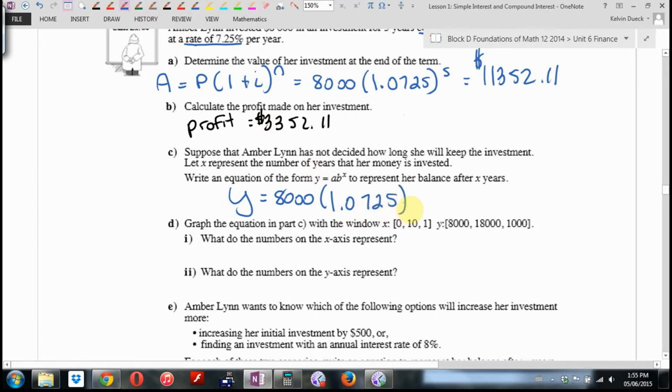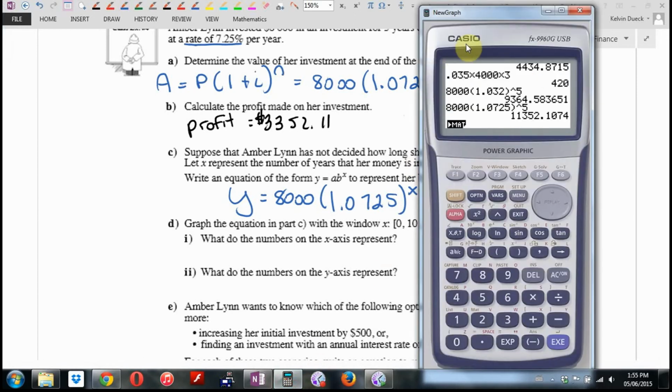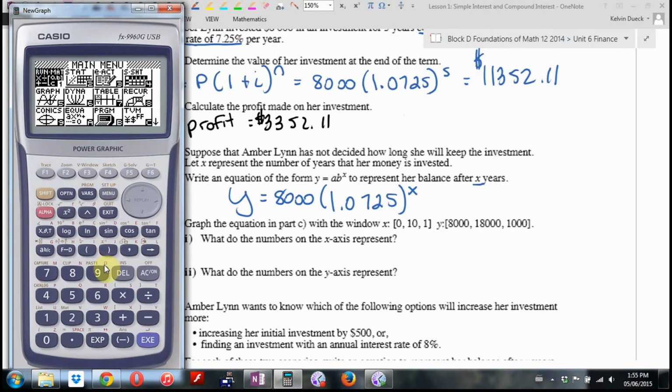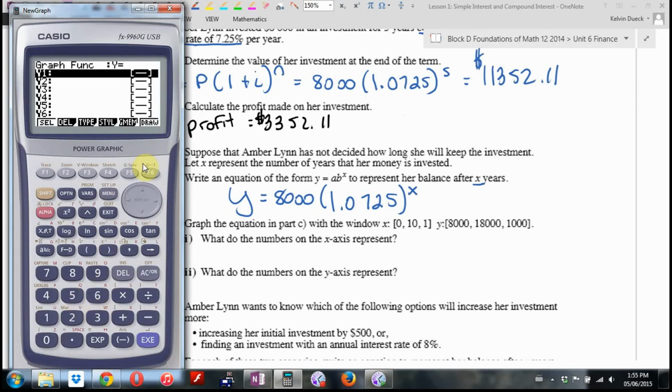1.0725. Now, instead of putting this to the fifth power, to the sixth power, it wants us to just generalize, so that's where I'll put my x. This is what we're going to type into our graphing calculators. So get your graphing calculators out if you haven't already. Go into your graph menu, delete any graphs that are there. And now, Oscar, we can do a little financial planning.